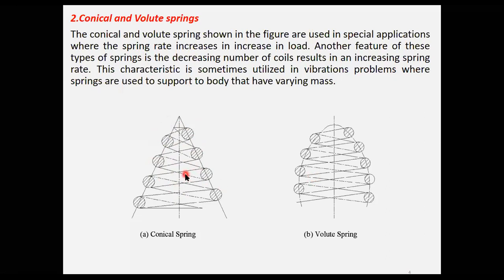And where will you be using this conical and volute spring? It is used to support a body in which the mass is varying. Where the mass is varying, to support that, you are going to use this conical and volute spring. This is the second type of spring.